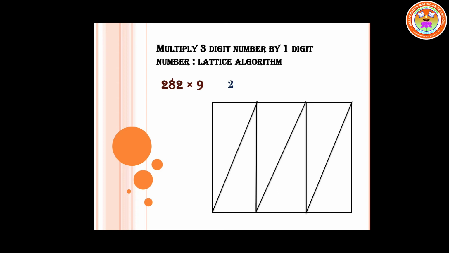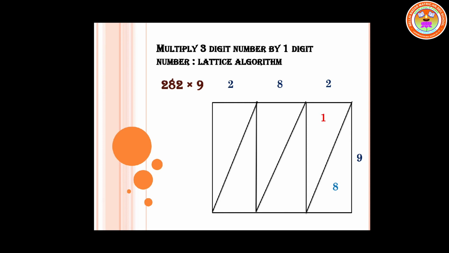So it will be placed like 282 and 9 will be placed here. Yes? Now what should we do? We should start multiplying with the ones place. So 2 is multiplied with 9. So 2 nines are what? 18. So 1 above, 8 below.